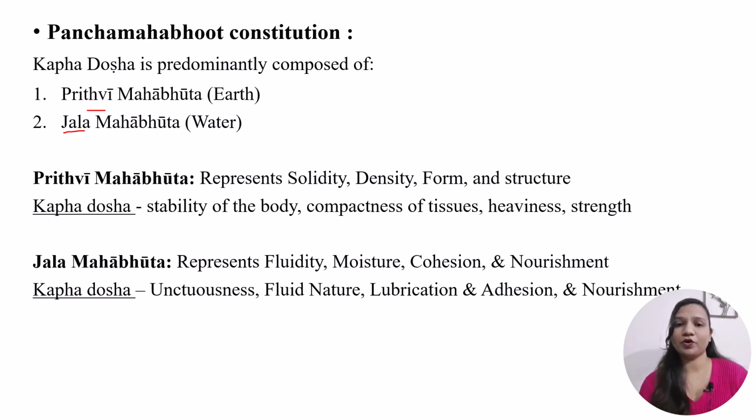So for these important functions, the Mahabhoot which plays an important role is Prithvi and Jal Mahabhoot together. We'll learn each Mahabhoot one by one. First is Prithvi Mahabhoot. So Prithvi Mahabhoot represents solidity, density, form and structure. So Kapha Dosh, because of the presence of Prithvi Mahabhoot residing in it, gives structure to the body and supports the framework of the body.